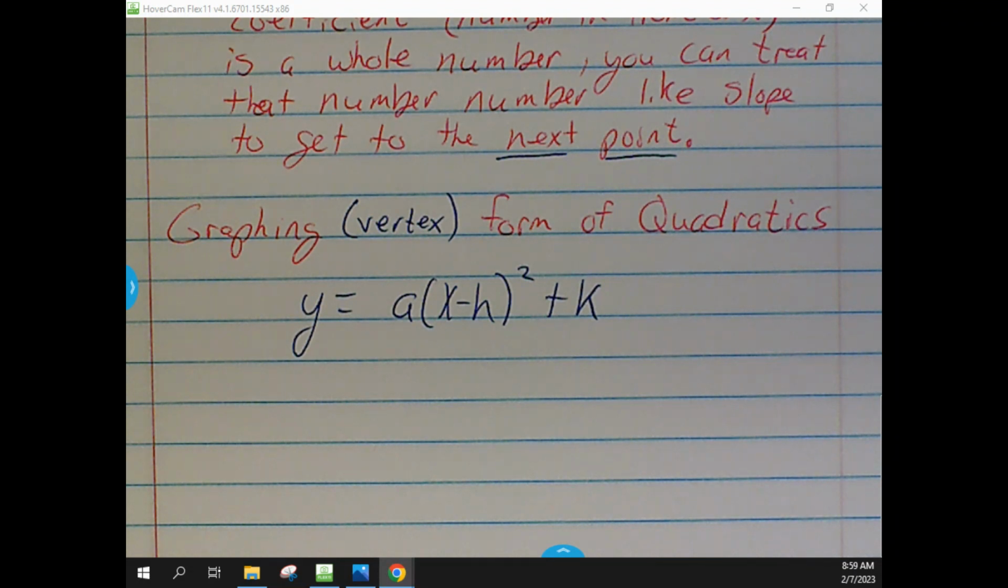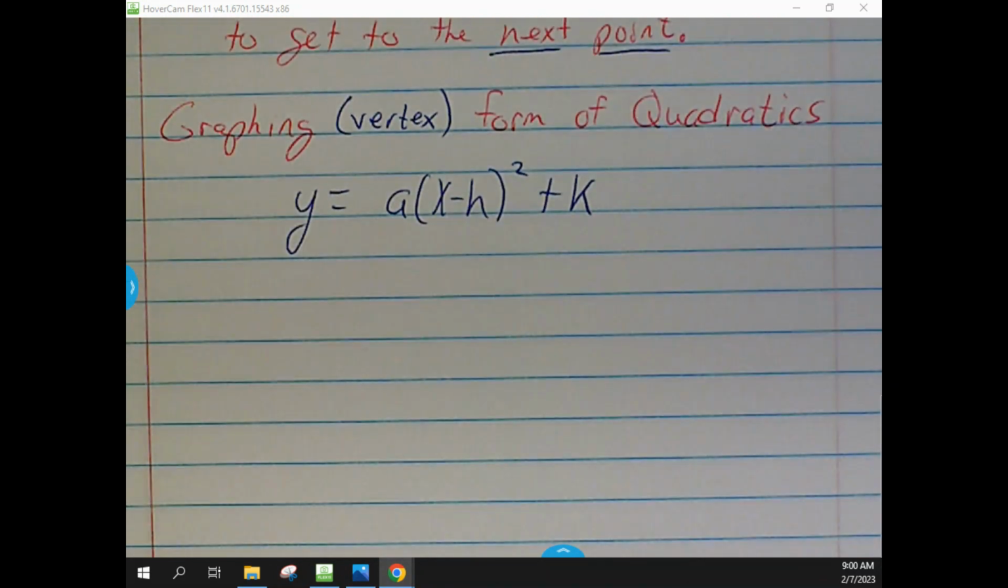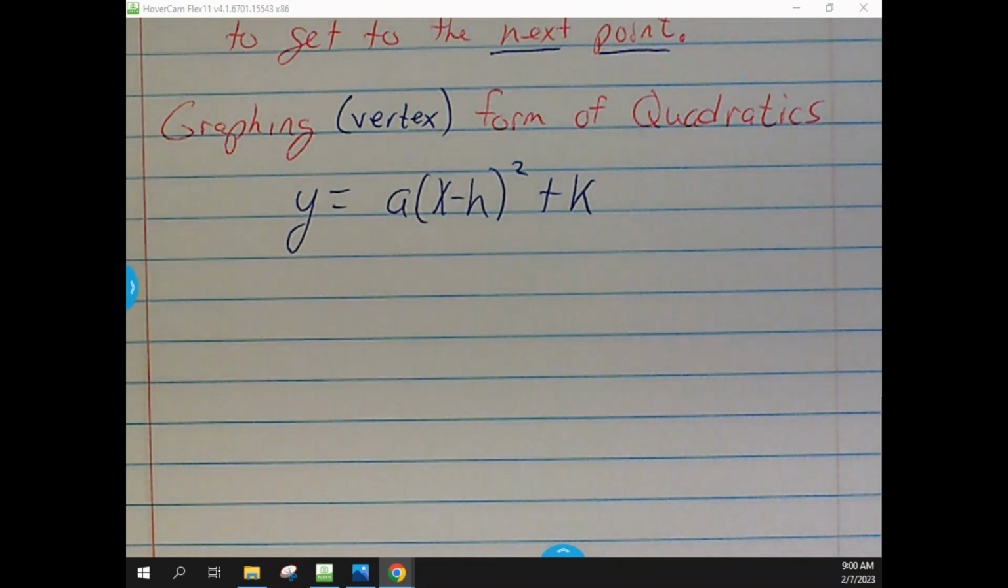Okay, and it's y equals a times x minus h squared plus k. And again, this is one of those things, if they give you a graph like this, you should be able to graph an equation in 5-10 seconds without plotting 10 million points. And again, we can use our shortcut, we'll be okay. So here's what we're looking for.